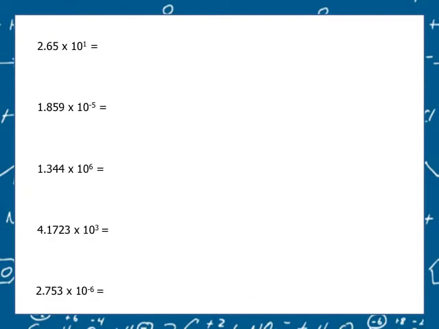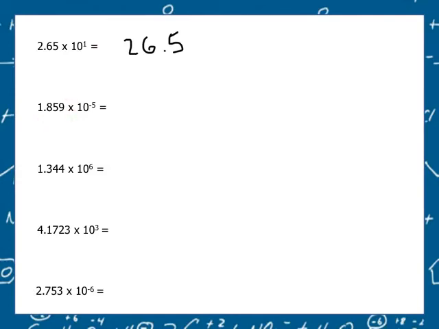Now let's go backward. On this slide I have scientific notation, and we're just going to work this process backwards. Here I have a positive exponent, so that tells me the original number was made bigger by 1 power of 10, so I'm going to work this backwards, and that is going to become 26.5. Here we have a negative exponent, so that tells me the original number was smaller than this number by 5 powers of 10.